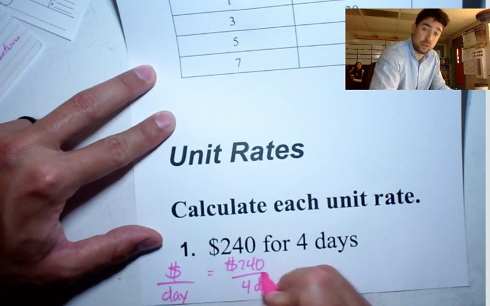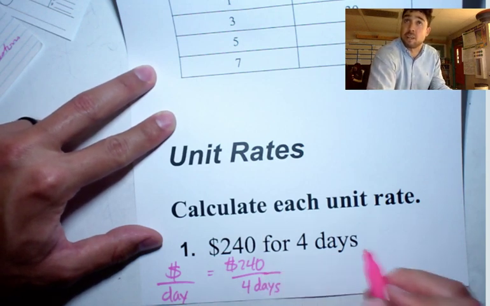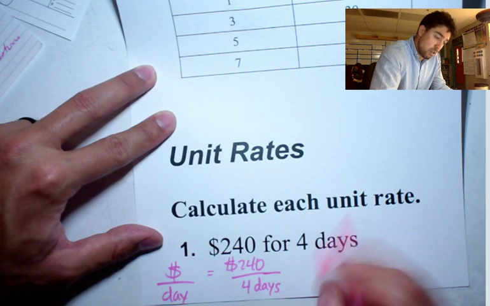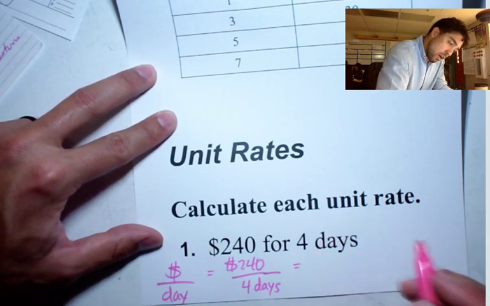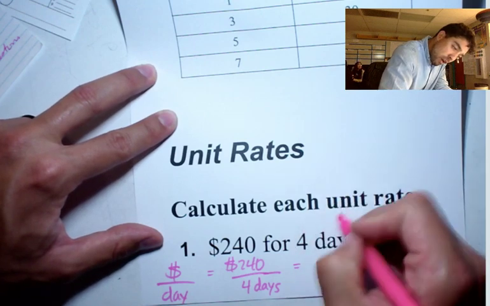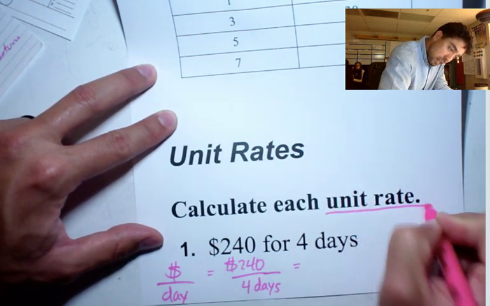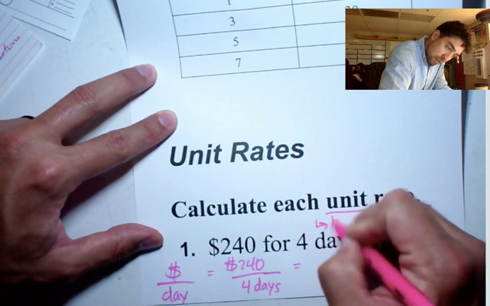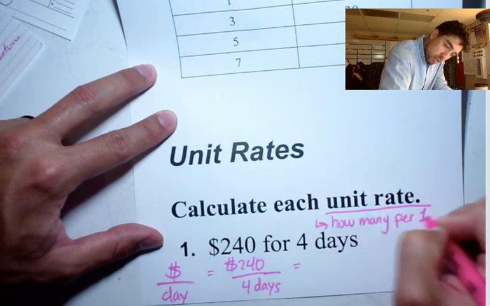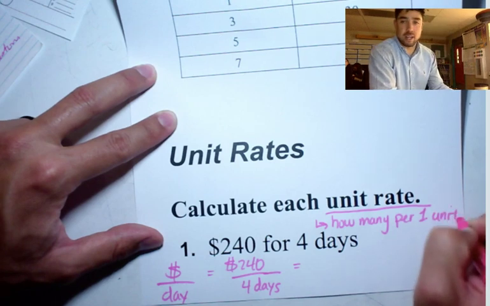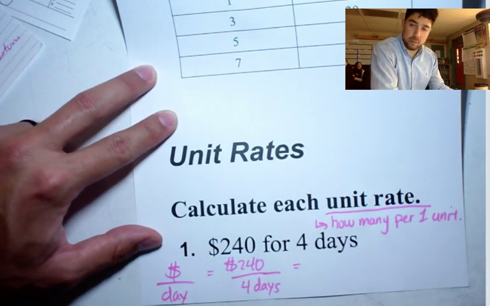It's very important for unit rates, or else it's just a regular number, right? This is a unit rate. Now unit rates, we say we want to know how many per one. Say how many per one? How many per one? If you don't have this written down already on your paper, I want you to write unit rate and then write how many per 1 unit, right? Write it down. How many per 1 unit?